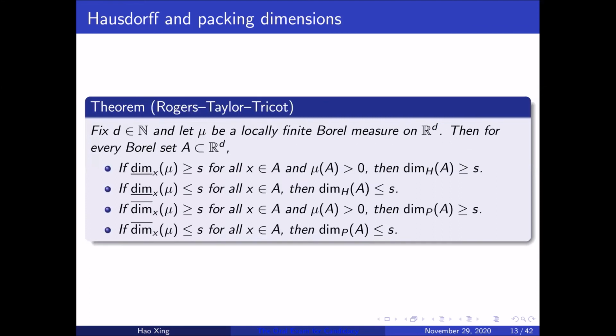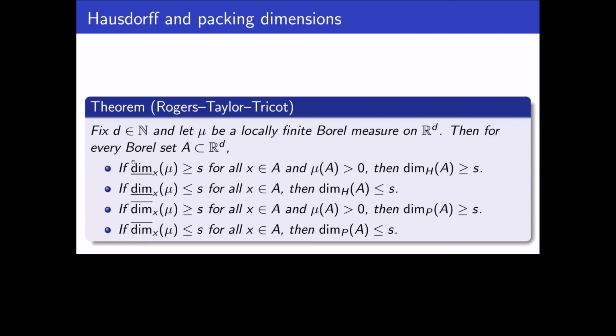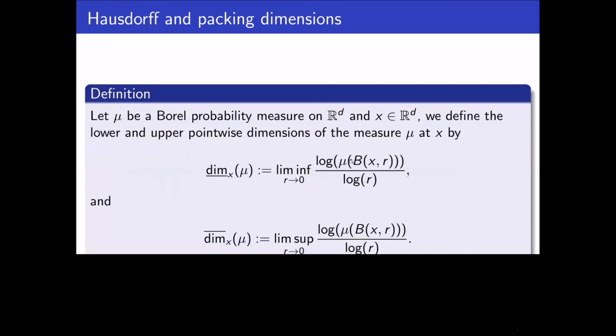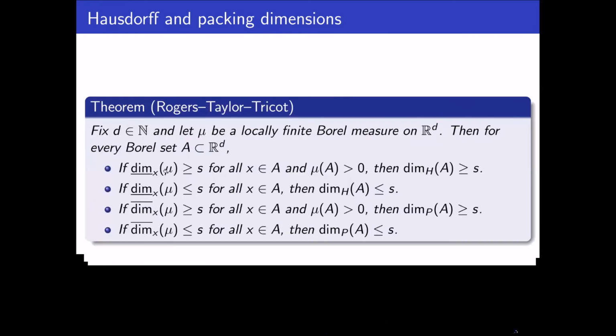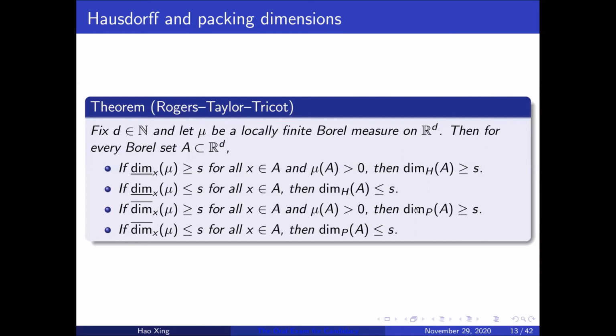Given this definition, we can simplify the computation of Hausdorff and packing dimensions by using this powerful theorem due to Rogers, Taylor, and Tricot, which states that if you know the information about the lower and upper pointwise dimensions, which are defined in a somewhat simpler way than the Hausdorff and packing dimensions, and they have lower and upper bounds, then you can use this theorem to find the lower and upper bounds for the Hausdorff and packing dimensions. This is a really powerful theorem.